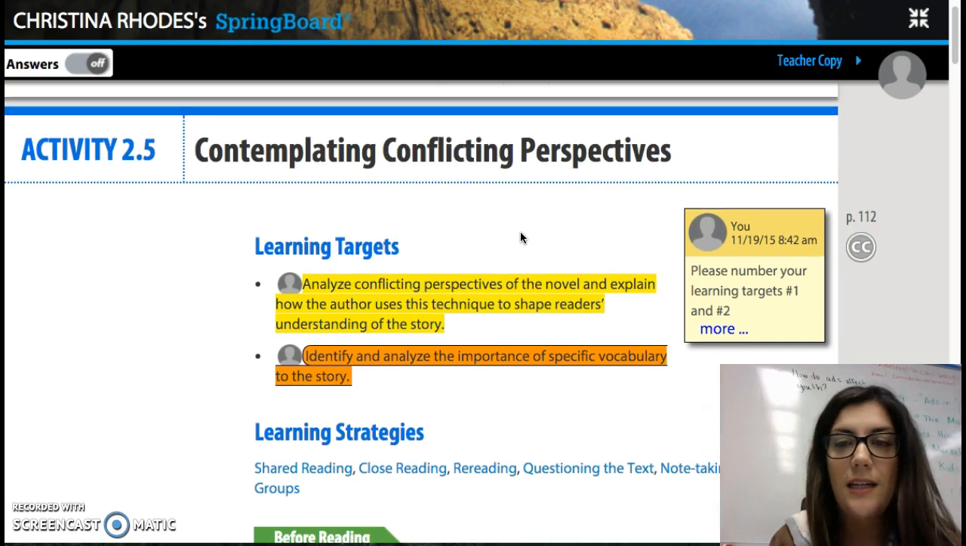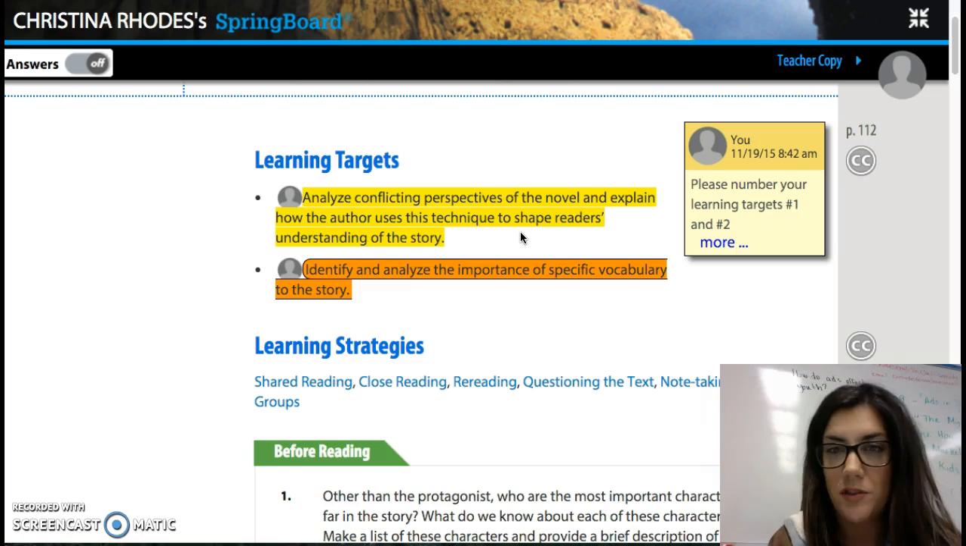But in The Giver, we're going to be reading chapters 3 and 4. You're going to analyze conflicting perspectives of the novel and explain how the author uses this technique to shape readers' understanding of the story. Please number this learning target number 1. Learning target number 2, please number that. It says identify and analyze the importance of specific vocabulary to the story.